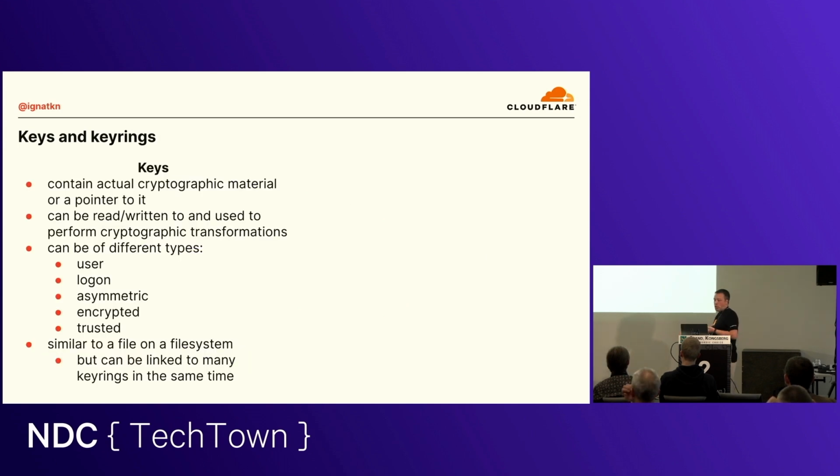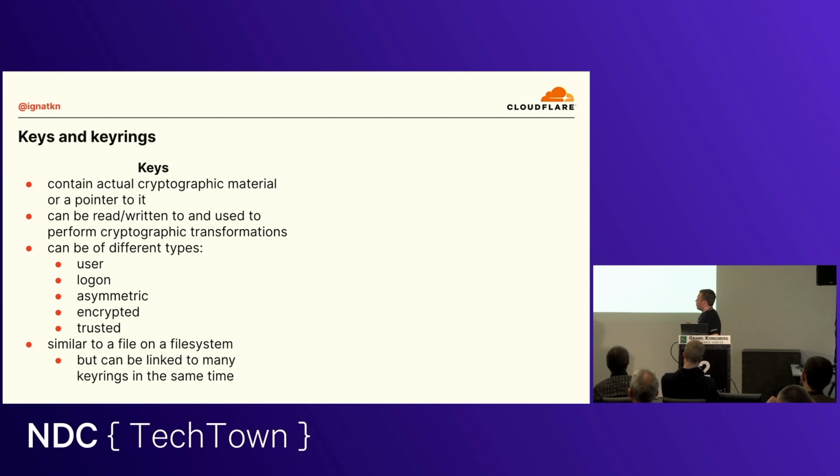So what are keys? Keys are kernel objects which contain actual cryptographic material or a pointer to it. You can read and write to the key object if you have permission, and you can use the key to perform cryptographic transformations. Keys can be different types. I will describe the types a little bit later. It can be user, logon, asymmetric, encrypted, and trusted.